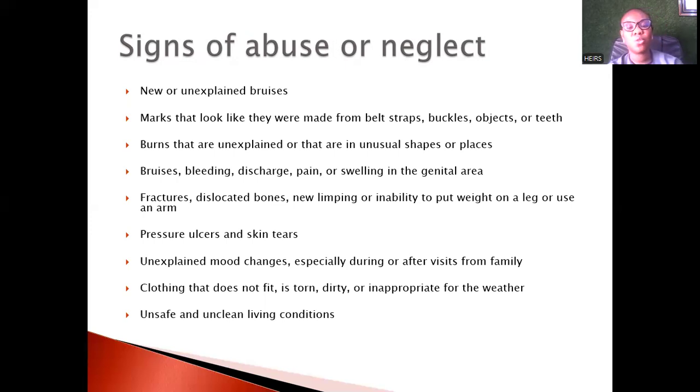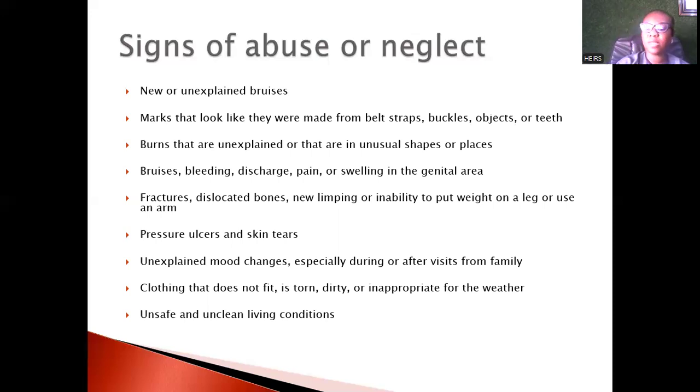If they have fractures, dislocated bone, if they are newly limping, or have an inability to put weight on a leg or use an arm, if they have pressure ulcers and skin tears, if they have unexplained mood changes, especially during and after visits of certain members of the family, that should heighten your index of suspicion. If their clothing does not fit, or is torn or dirty, or the clothing they have on is inappropriate for the weather, you may want to suspect neglect.